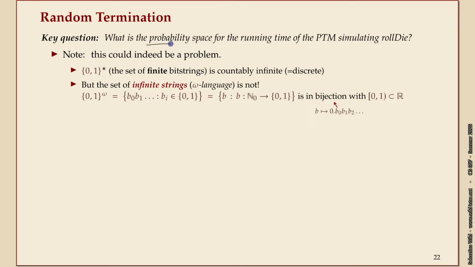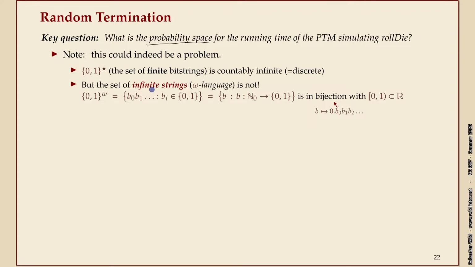The key question is what probability space do we need? It seems if you start with random bits and everything's finite, everything's lovely and discrete. But if things are infinitely long, not so quick. If you had finite bit strings, then that's discrete, even if there are infinitely many.